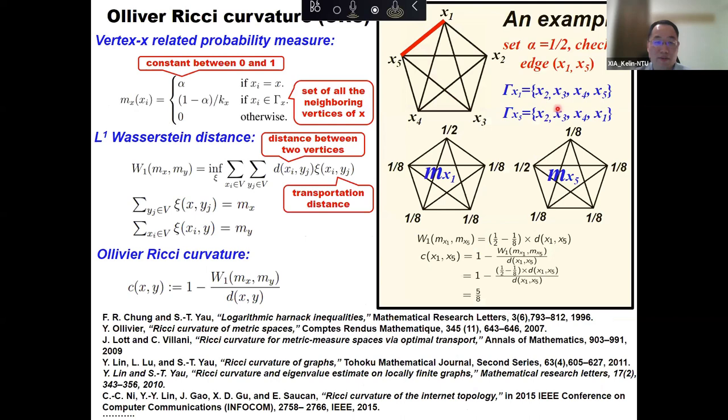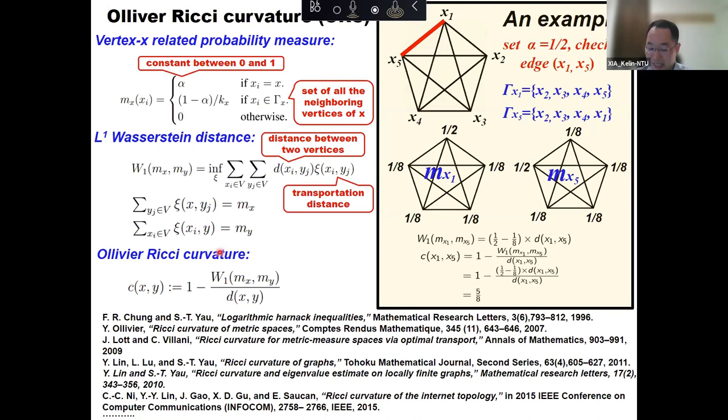A lot of the derivation there, I don't want to go into the detail. Roughly speaking, they are using a Wasserstein distance between two probabilities. So essentially, if you want to find the curvature for a certain edge here, what they do is find the probability distribution for this vertex and its neighbors. And then you have another probability for this atom and its neighbors. And then the Wasserstein distance is just the distance between these two probabilities, and it can be used to calculate the Ollivier Ricci curvature.